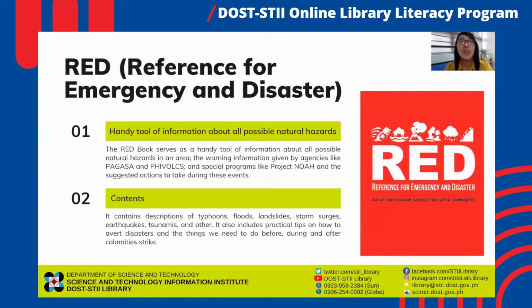Next is the Red Book, or the Reference for Emergency and Disaster Book. The Red Book serves as a handy tool of information about all possible natural hazards in an area, the warning information given by agencies like PAGASA and PHIVOLCS, and special programs like Project NOAH, and the suggested actions to take during these events. The Red Book can be used by our grade 11 and grade 12 students, as well as our teachers, as a reference on the subject disaster readiness and risk reduction.